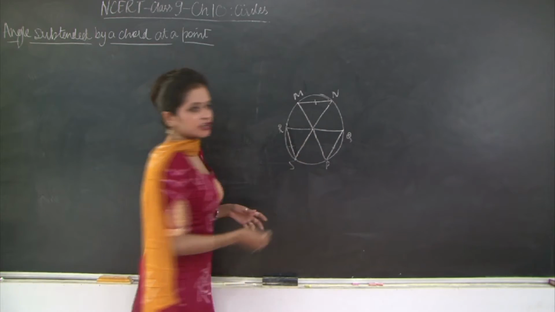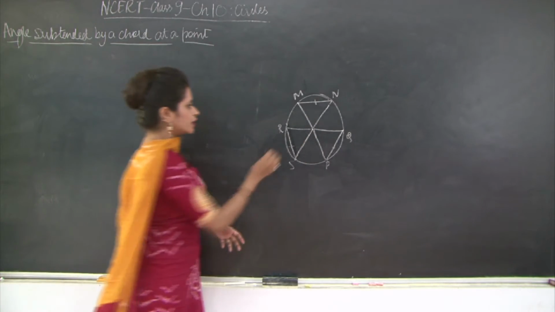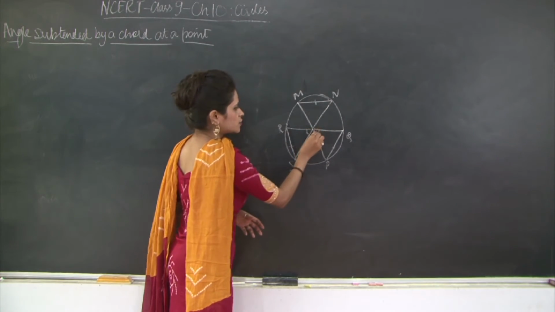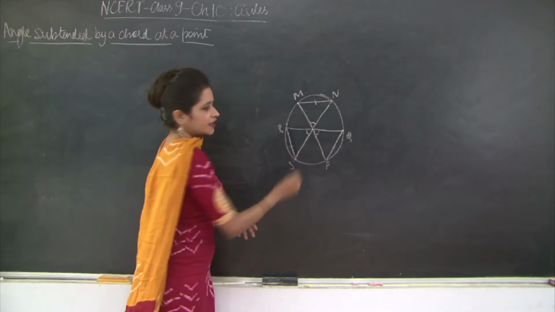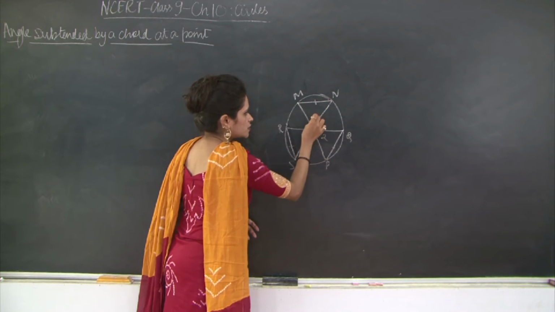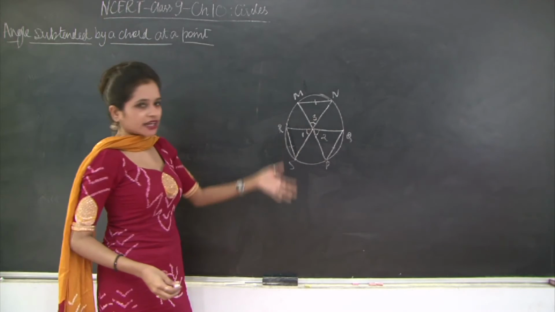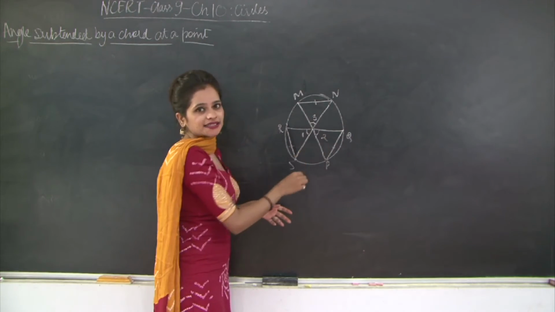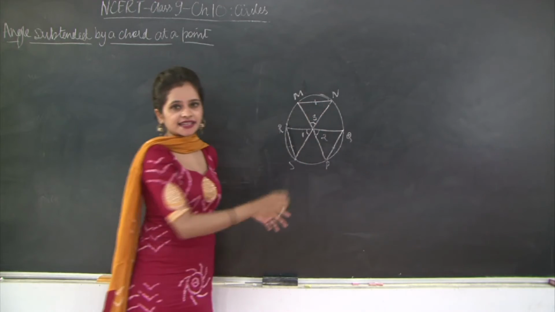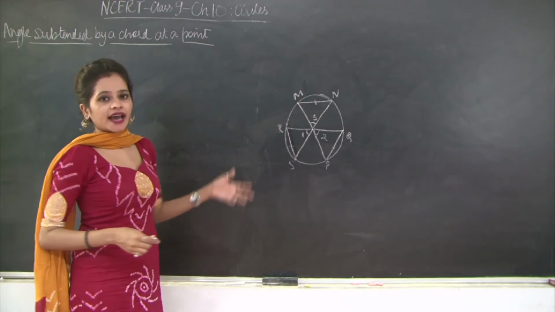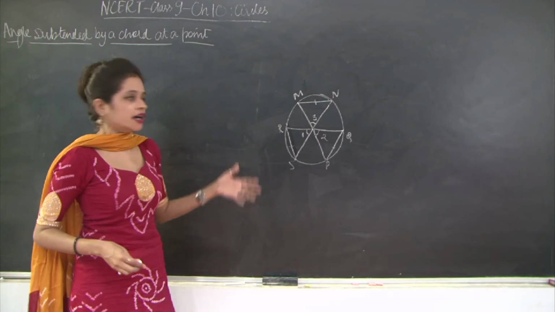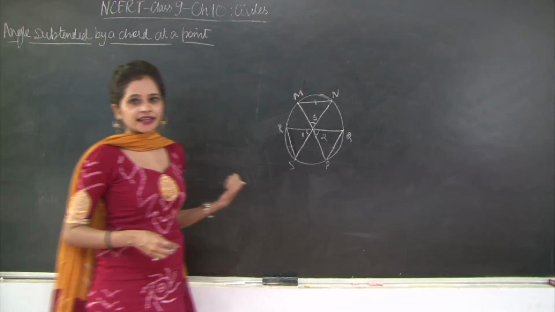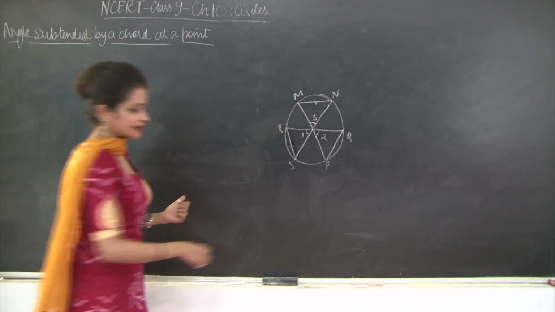When you go and measure this using a protractor, you will notice that this angle is equal to this angle is equal to this angle. So angle 1 is equal to angle 2 is equal to angle 3. So what can we say about the angle subtended by equal chords at the center? That the angles subtended at the center by equal chords are equal, and for this we have our theorem 10.1. So let's write down the statement and we will go about proving this.